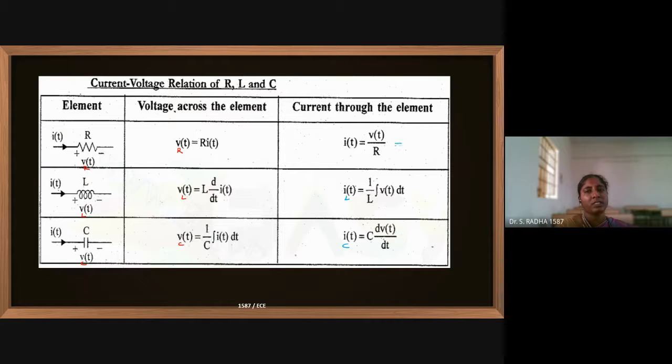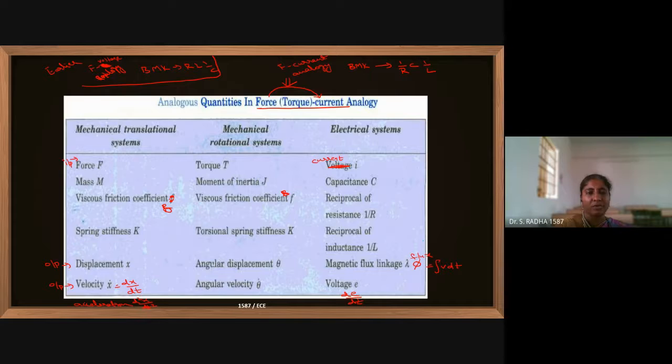So this is nothing but E by R, because we are using E for voltage representation. Here we can write C into dE by dt. Everywhere we are using E for voltage. V could mean velocity, so it would be confused; that's why we are using E. Resistor means 1 by R into E. Inductor means 1 by L into integration of E. Capacitor means C into derivative of E. The same we have followed in the KCL equation.